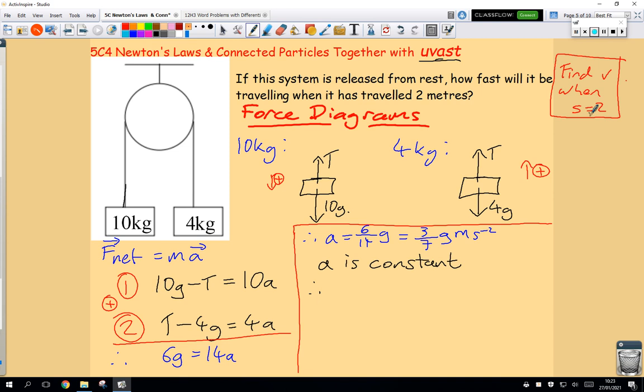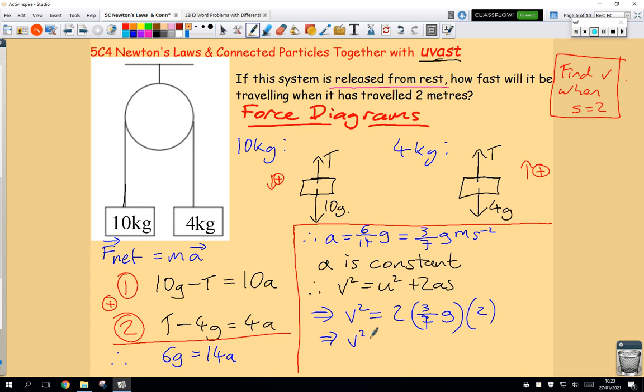If the acceleration is constant, I can use my master equations, and we know from those that v squared equals u squared plus 2 times a times s. Notice the system's released from rest, so u will be equal to 0. So v squared is equal to 0 squared plus 2 times a, which we said was 3/7 of g, times s. Well, s is given here as 2.